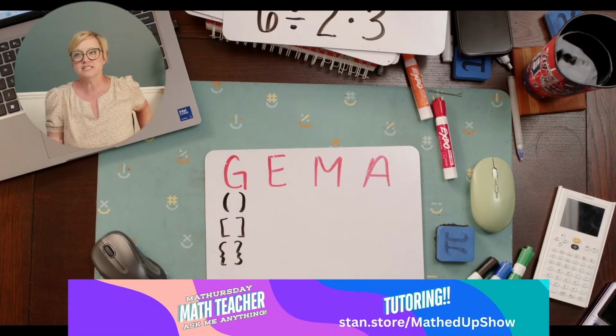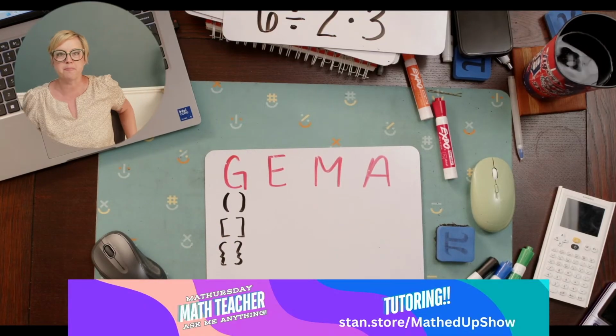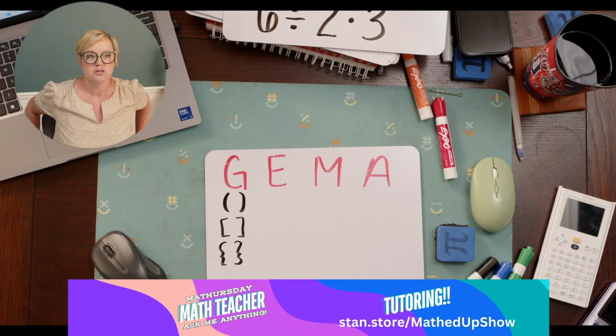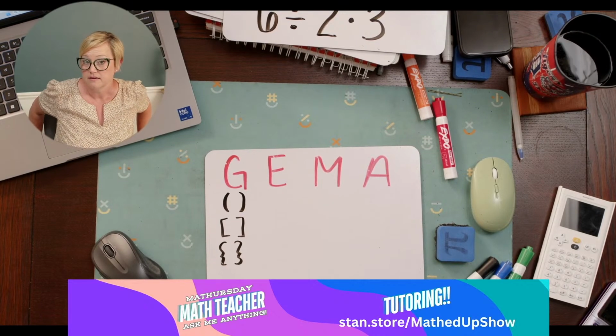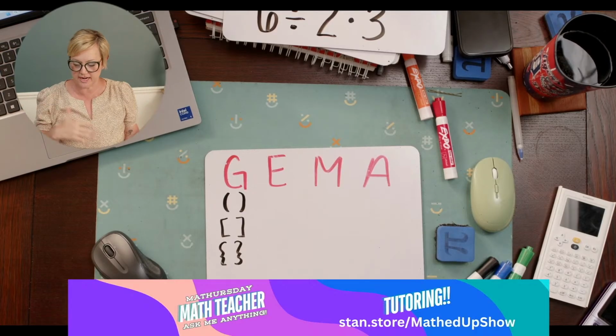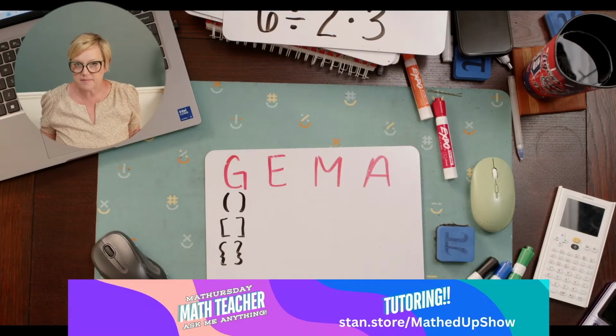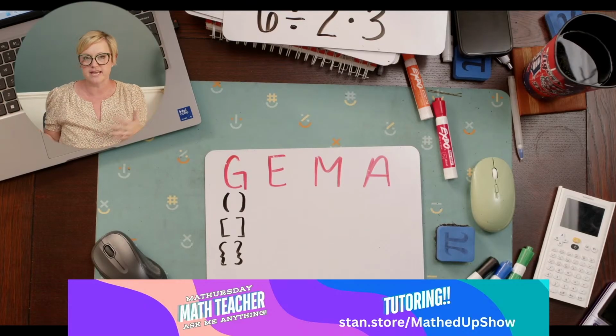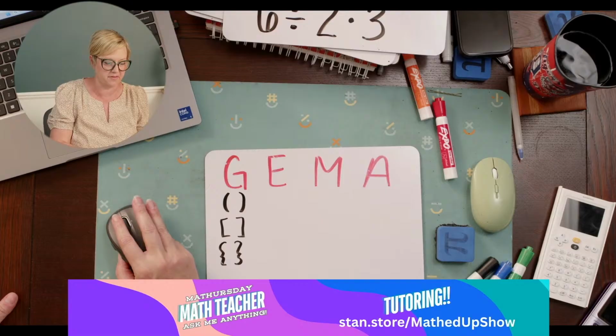Now, order of operations is just sort of like a hop, skip, and a jump right into solving equations. Okay? Because what you can do is you can also change it into like, what's the missing number? If this all equals this, like throw in a variable, those types of things.